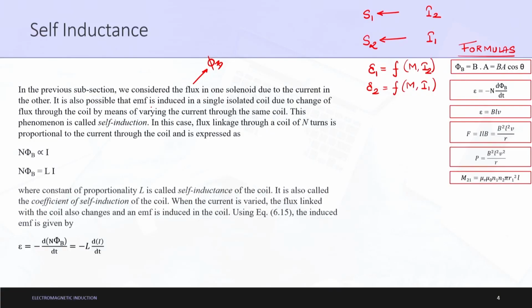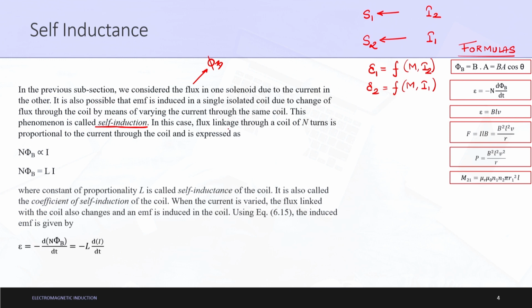So, it is also possible that EMF is induced in a single isolated coil due to the change of flux through the coil by means of varying the current through the same coil. This phenomenon is called self induction. Just iterating it here, this phenomenon is called self induction.